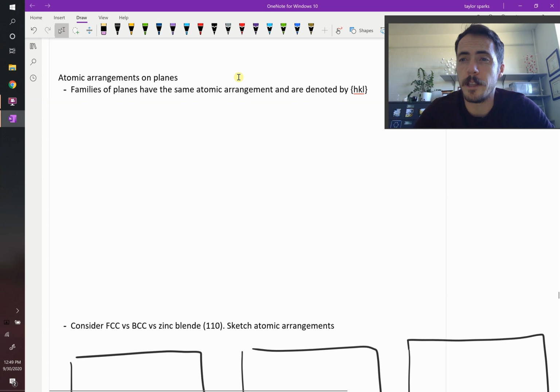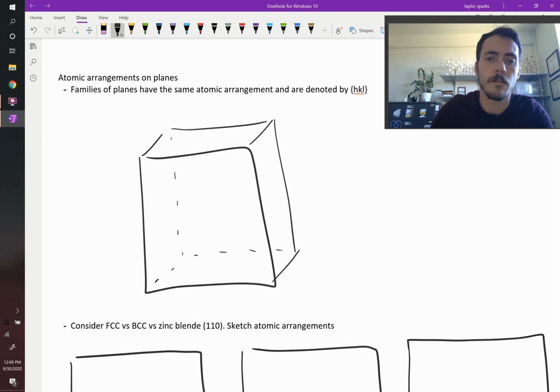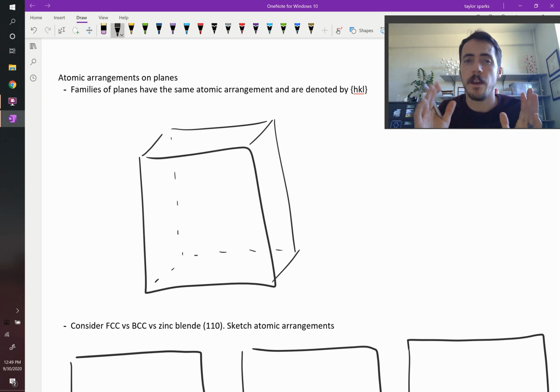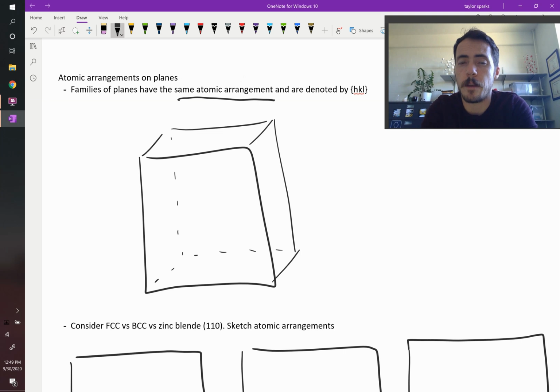Now that we know how to label crystallographic planes and draw them, let's practice sketching the atoms that are present on those planes. Let's start with a cubic system. Now, recall that when we say there's a family of planes, it means that all the members of that family have the same atomic arrangement, right? The atoms are located in the same place.